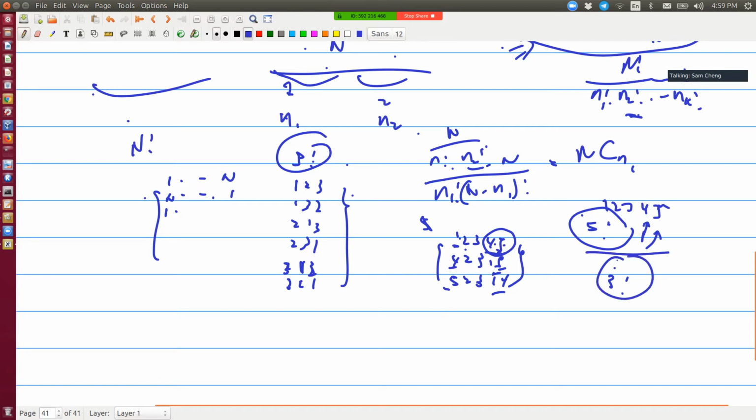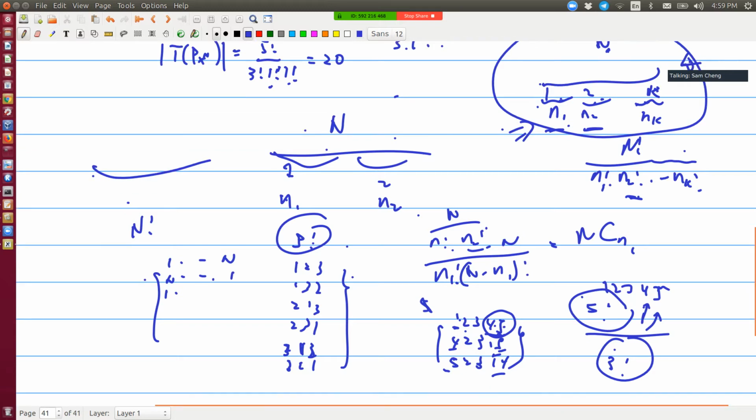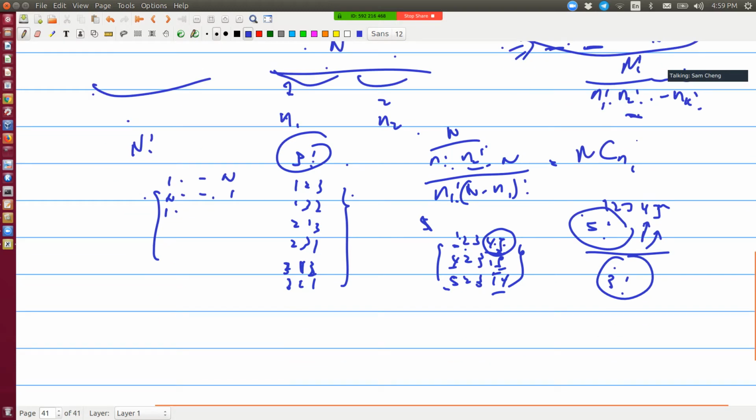Yes, exactly. And the same applies to the other cases. If I have not just one of them, I have the other ones, N2 and N3, and all of them I need to correct for to avoid the double counts. Therefore, I will divide by N1 factorial, N2 factorial, and so on.